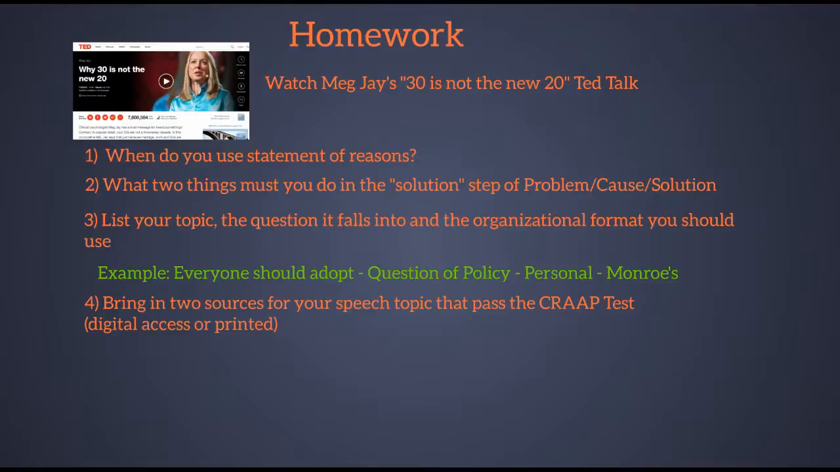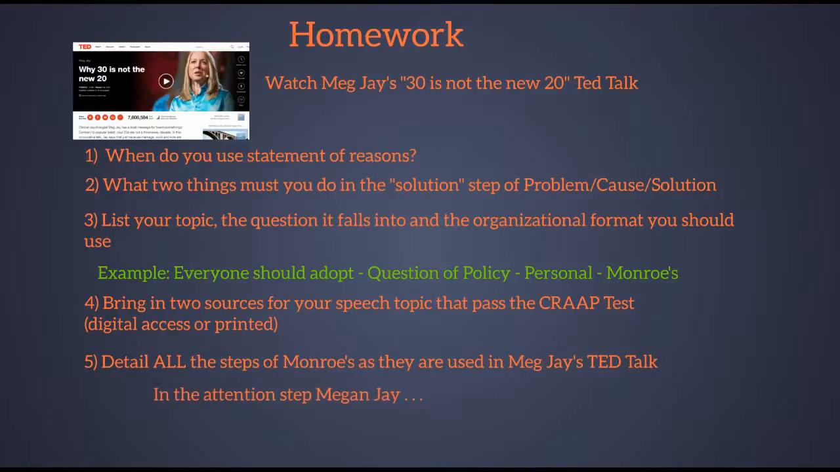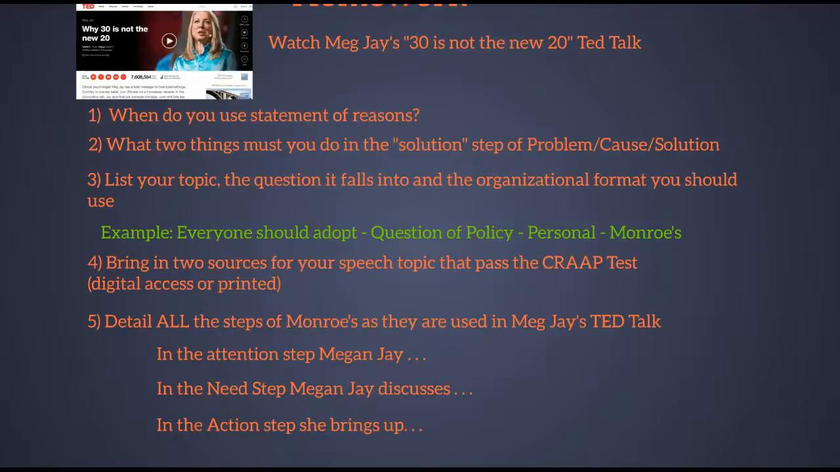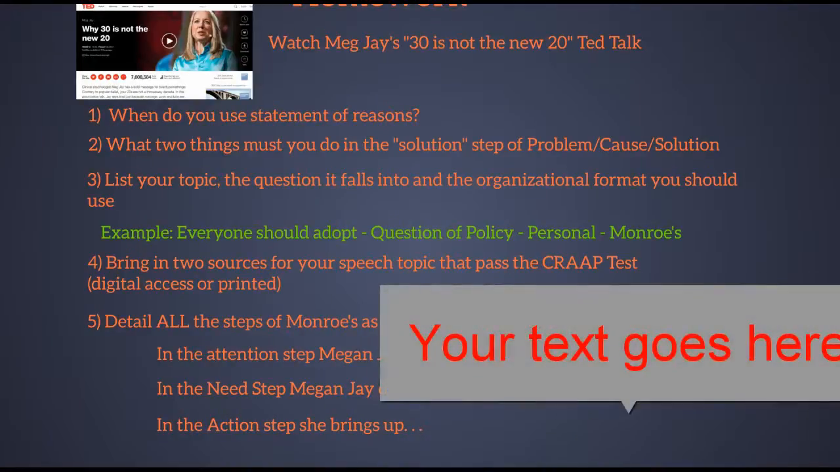And then the reason I'm asking you to watch the TED Talk is because I want you to understand how these steps work when a professional does them. So I need you to list, in the attention step, what Megan J does. So the attention step, of course, is a narrative. So talk about what story does she use to point out the problem, and what is the problem, too, that she's pointing out, which she, of course, would detail a little bit more in the need step, and the action step, which, by the way, of course, there's 2 other steps that I'm skipping here, but just know you need to cover all 5 of the steps. Tell me what she's doing. How is she following Monroe's? And that is it.